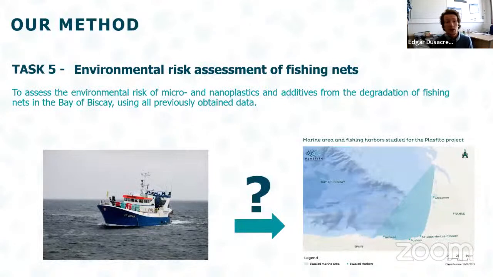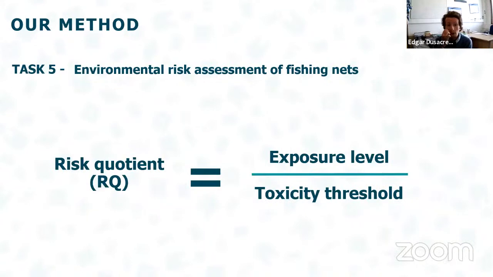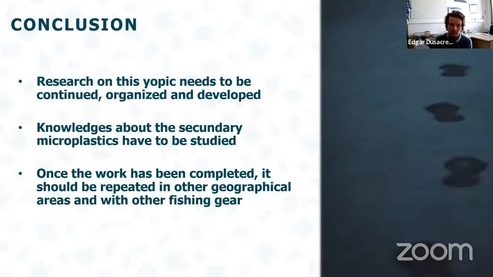The fifth task will be to assess the environmental risk of fishing nets in the Bay of Biscay. We will try to calculate the risk quotient using the exposure level of microplastic and nanoplastic coming from the degradation of fishing nets and the toxicity thresholds of different levels of toxicity.